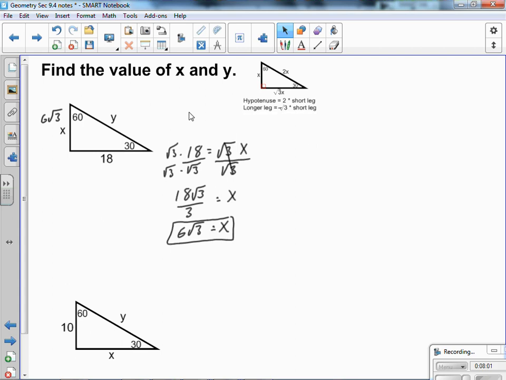And now that we have the short leg at 6 square roots of 3, we can figure out the hypotenuse, which is just 2 times the short leg. So our y value is going to be 2 times 6 square roots of 3. So y is going to be 12 square roots of 3.